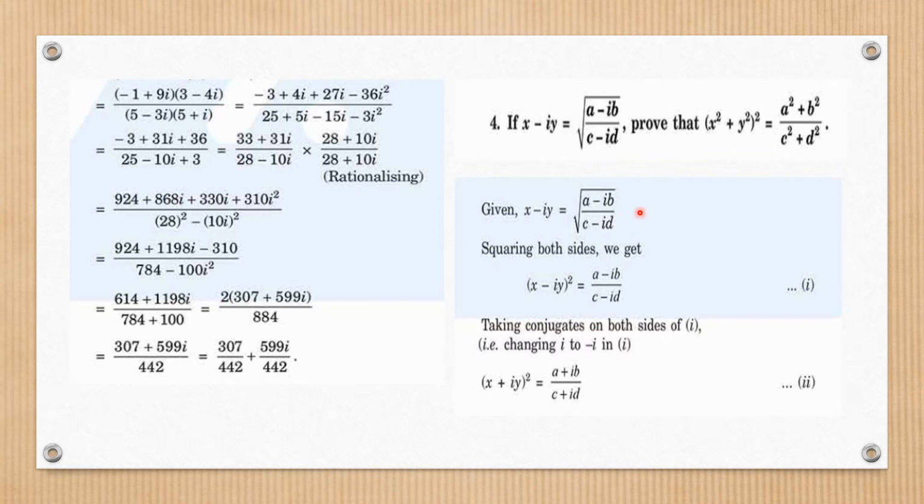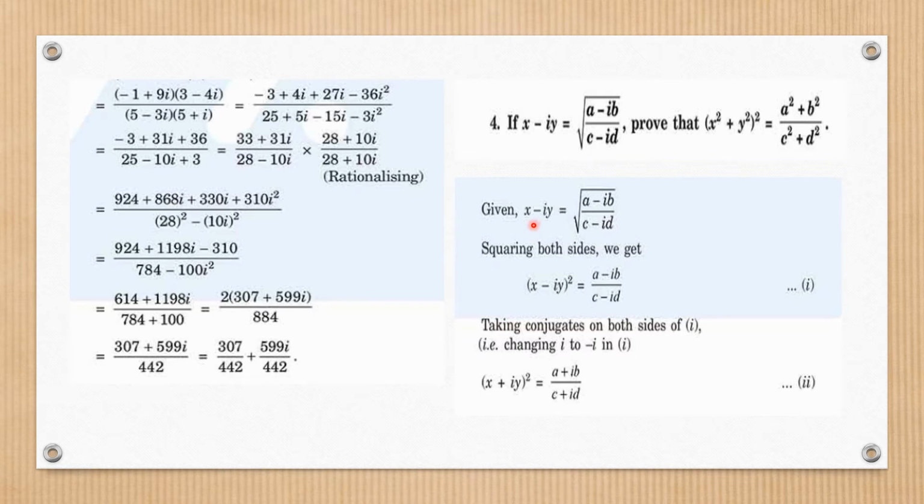Now this question can be carried out in many ways. Either you can proceed by taking the modulus, or you can take it by squaring, and one more way is that you can directly take the conjugate. I am proceeding by the way of taking the conjugate, but the conjugate also can be taken in two ways.